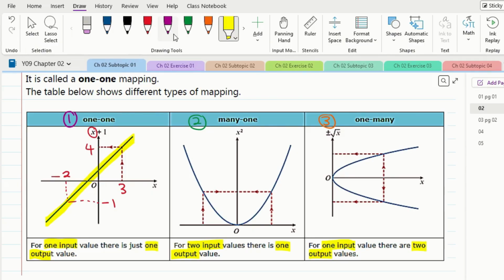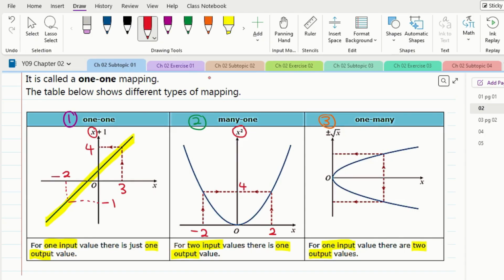Now, if we go to the second one, which is many to 1, the function is x squared. This is also y equals x squared, or f(x) is x squared. For example, if I input 2, you will get an output of 4. But at the same time, you can see that it is possible to have an input of -2.